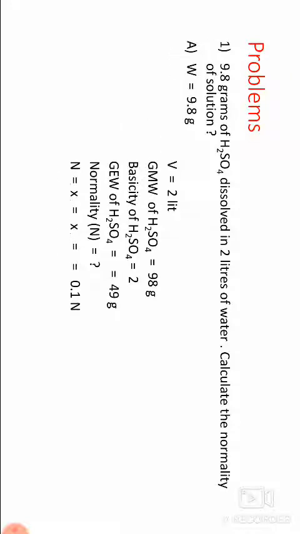If 5.3 grams of Na2CO3, whose gram equivalent weight is 53 grams, is dissolved in 1 liter or 1000 ml of water, the normality of the solution is 0.1 normality. It is known from the above discussion that the normality can be calculated if the gram equivalent weight of the solute is known. The equivalent weight of various substances is calculated by the following equations.